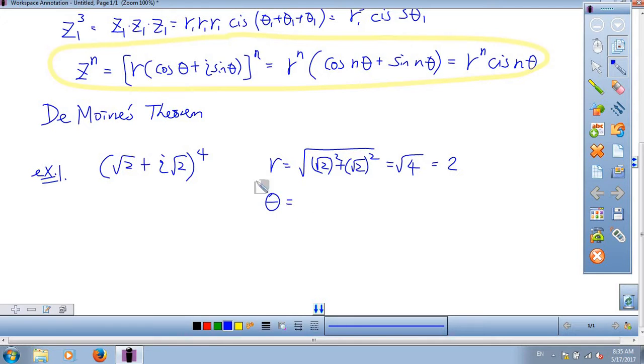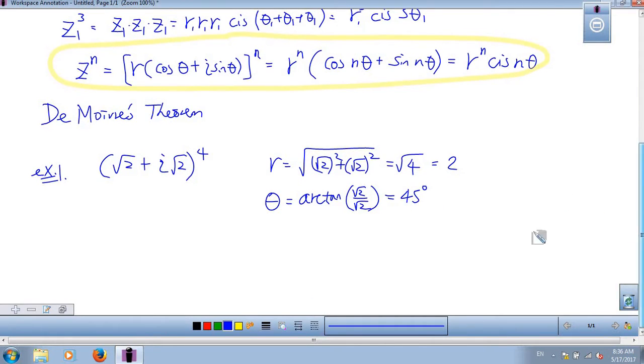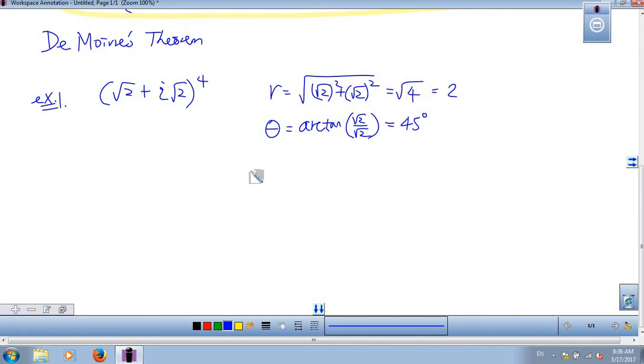Alright, let's find out theta. I'm looking at this: the x value is positive, the y value is also positive, so that means it's in the first quadrant, so I don't need to worry about adjusting the angles. So square root 2 over square root 2 is 1, and the arctangent of 1 gives us 45 degrees. So the modulus is 2, and the argument, or the amplitude, is 45 degrees.